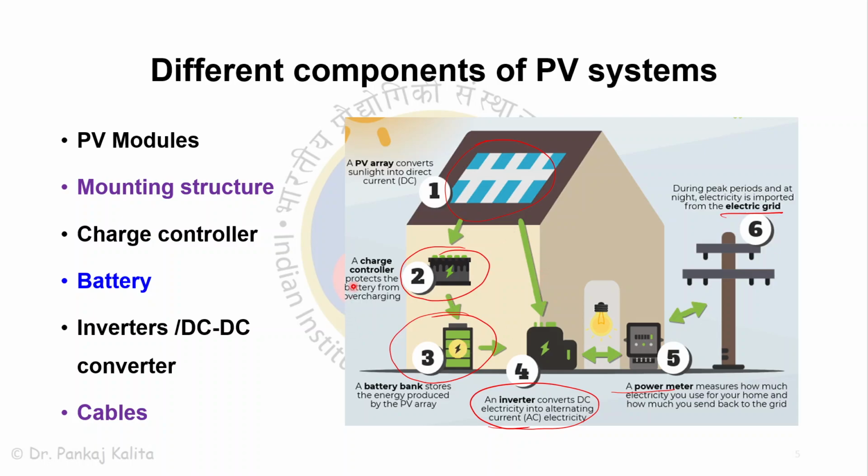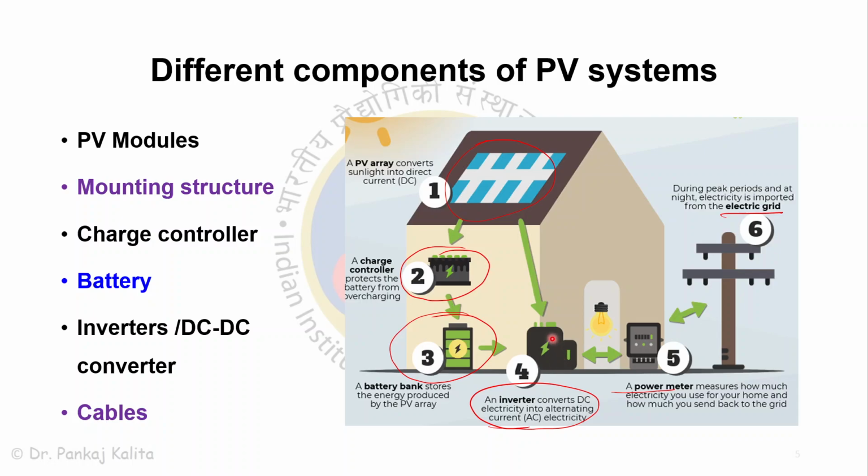Then there is a charge controller. It's basically an MPPT device, used for power tracking and to charge the battery. There is a battery bank which stores the energy produced, and the battery stores energy as direct current. Most of our devices are alternating current, so an inverter will be needed to convert this direct current electricity into alternating current electricity.